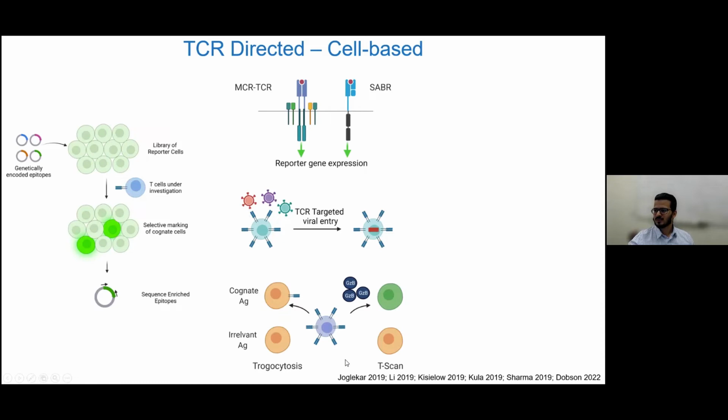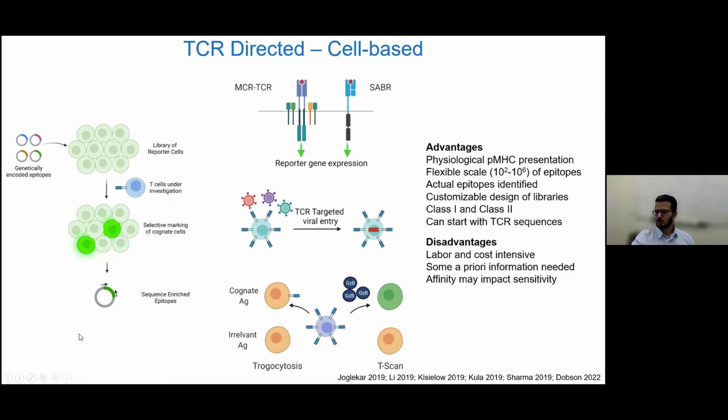But also methods that transfer some sort of a tag from T cells to the antigen presenting cells. So a method that's based on trogocytosis, which actually my lab participated in, and also a method named T-scan, which transfers granzyme molecules between T cells and antigen presenting cells. So through this, one can use cell-based libraries in order to identify epitopes that are recognized by T cells.